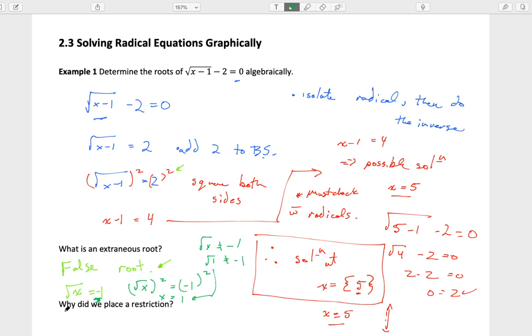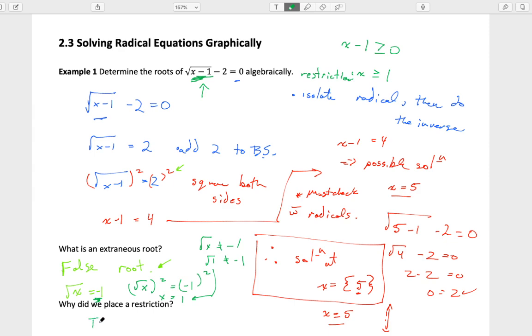Now, here's a weird thing. Why did we place a restriction? Oh my God, I got so excited doing the math, I forgot. Why did we place a restriction? If you notice, I didn't put a restriction on here. None of my work has a restriction. However, I should note that x minus 1 should be greater than or equal to 0. In other words, my radicand has to be 0 or positive. This leads us, if I add 1 to both sides, to my restriction that x should have been greater than or equal to 1.